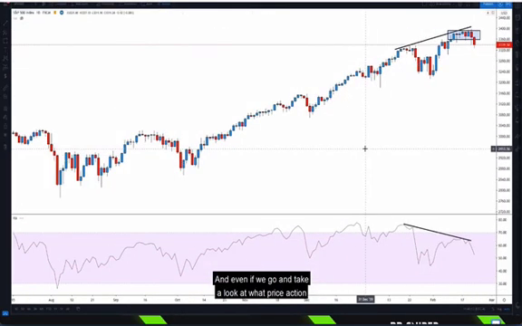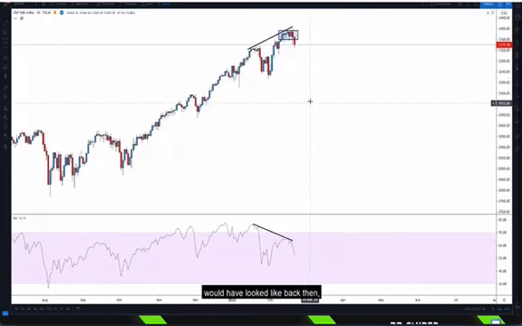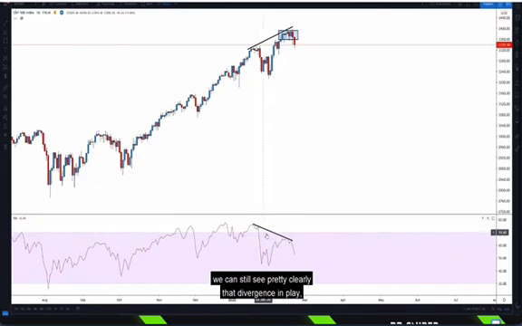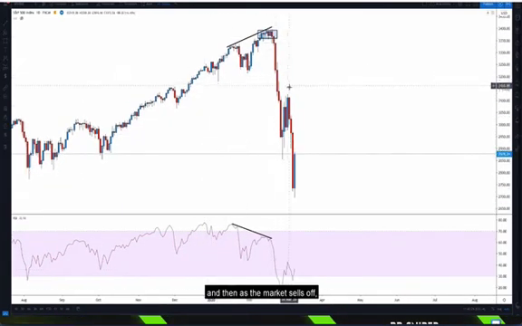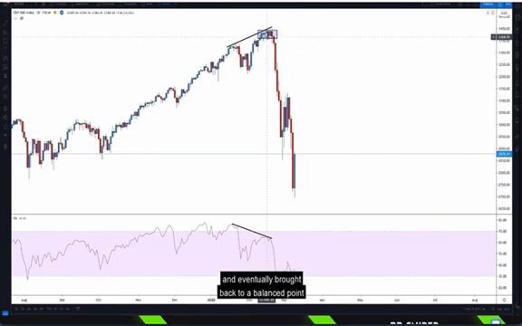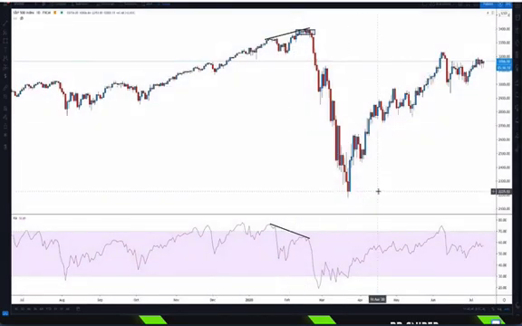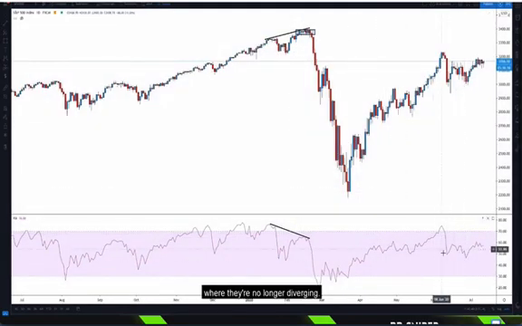And even if we go and take a look at what price action would have looked like back then, we can still see pretty clearly that divergence in play. And then as the market sells off, we can see how the RSI continues moving in that same direction. So the divergence essentially gets reduced and eventually brought back to a balanced point where they're no longer diverging.